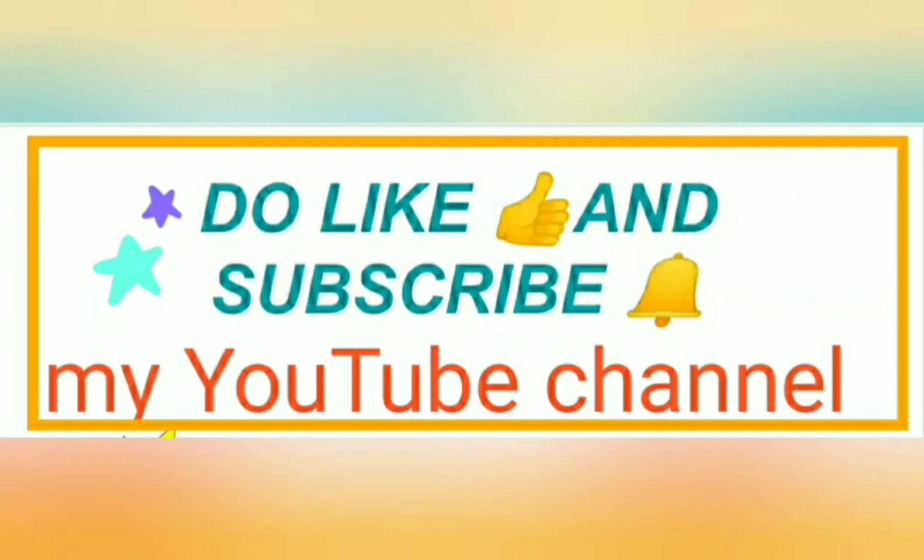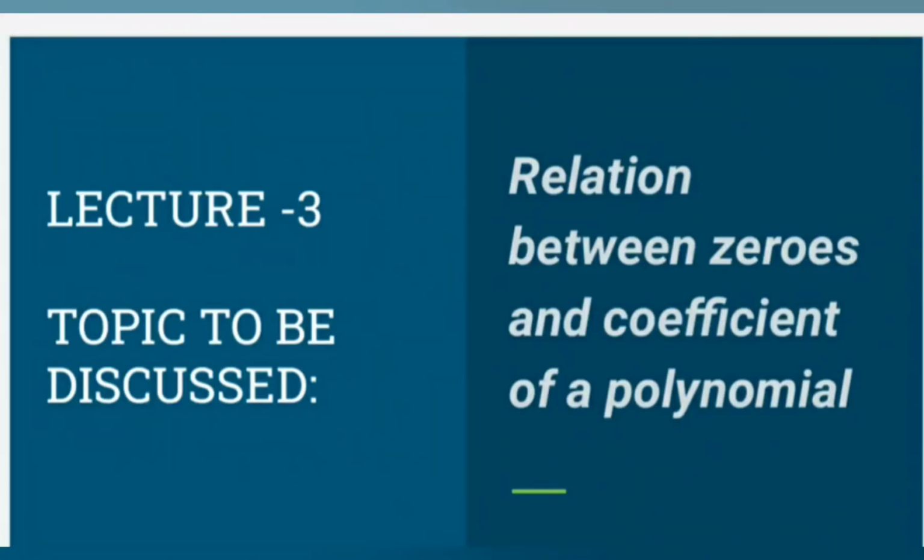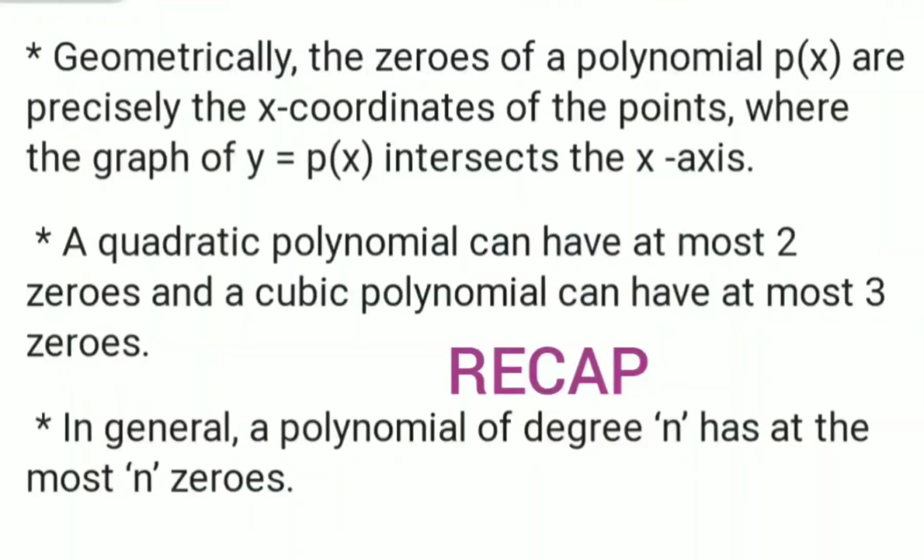In today's lecture number 3, I am going to discuss the topic relation between zeros and coefficients of a polynomial. So let's begin with a few recap points. As we know, geometrically the number of zeros in a quadratic polynomial is at most 2, in a cubic polynomial at most 3. So in general we can say that a polynomial of degree n has at most n zeros.